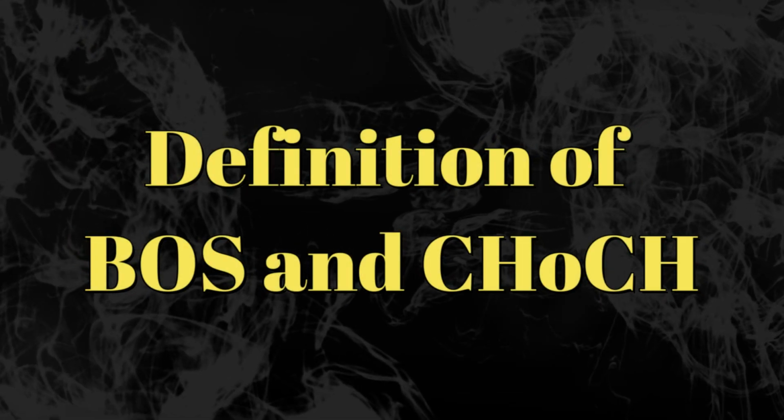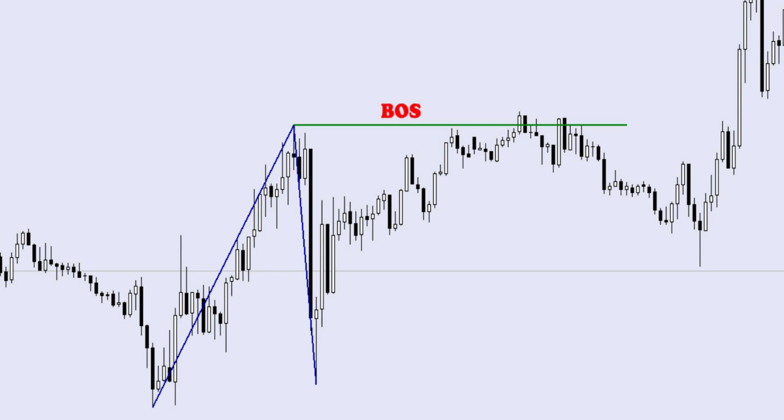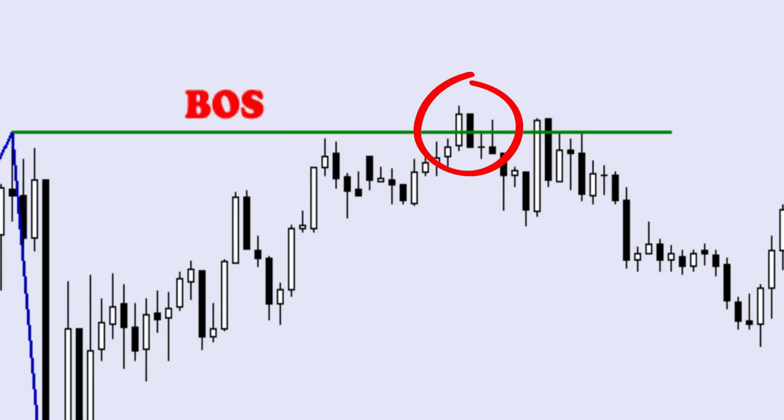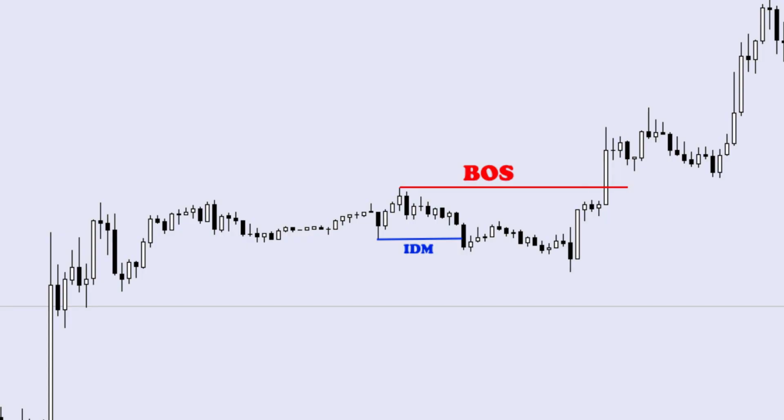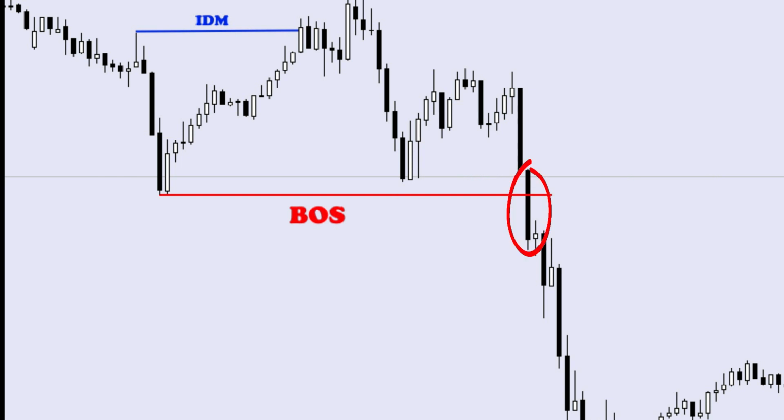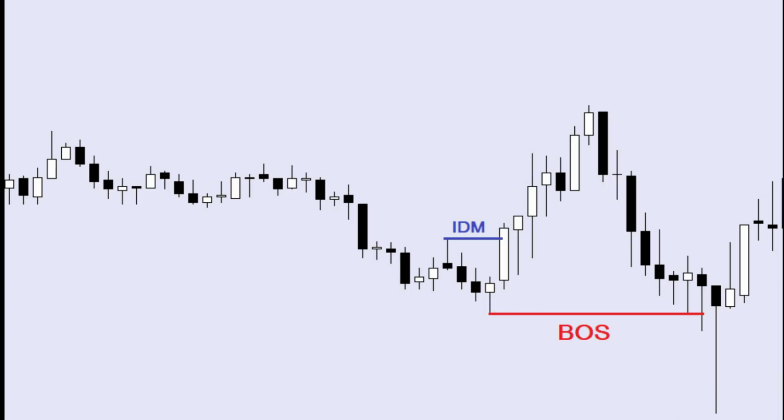Definition of BOS and CHoCH. Breakout of the high or low with the body of the candle being secured is called BOS. BOS is confirmed only after the candle breaks through and fixes the level, above the level for upward movement, or below the level for downward movement. If the candle breaks through and is closed by the shadow of the candle, then this is not a BOS, but only a withdrawal of liquidity.